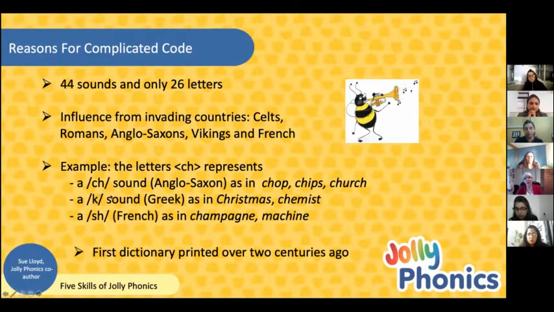And if you look at this code, if you look at the CH, in the Anglo-Saxon, that's a ch sound. But in the Greek language, the CH is represented for the k sound, like in Christmas, chemist, and so on. And in French, the CH is represented by a sh sound. So you've got these different ways of looking at the letters, and you have to say different sounds. So French is champagne, machine. So you can see these influences have come from other countries.